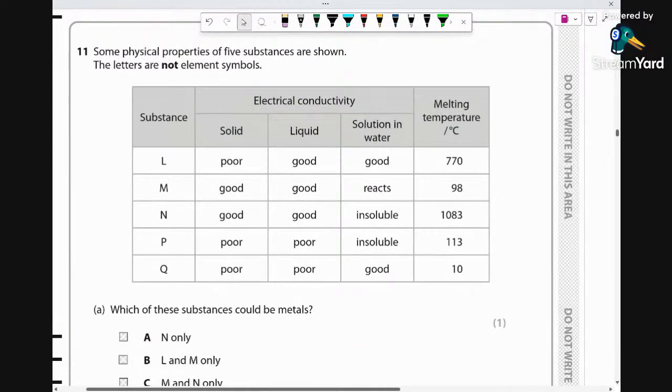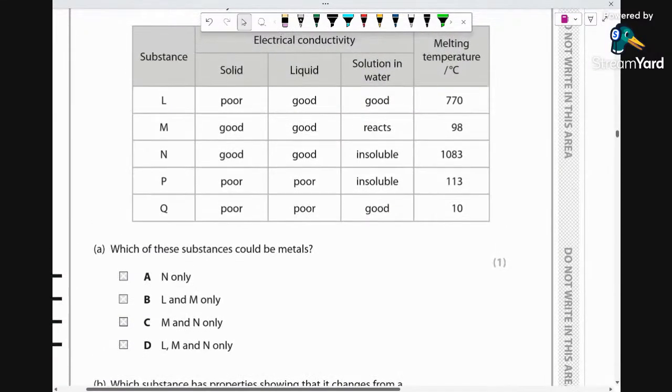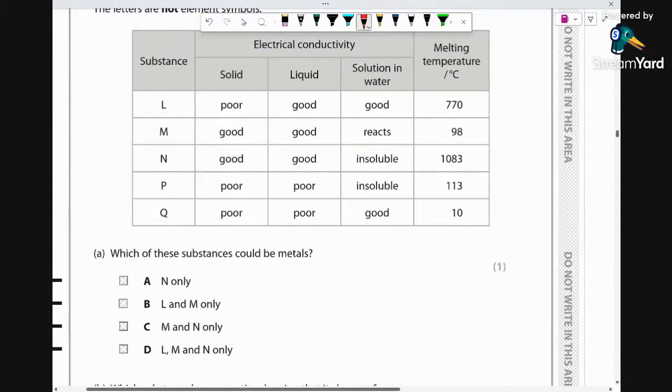Some physical properties of 5 substances are shown. The letters are not element symbols. Which of these substances could be a metal? Okay, so let's just walk through all of them. L has electrical conductivity as poor as a solid. So that's immediately not a metal. As a liquid, it's good, and in solution. So this is going to be ionic straight off the bat.